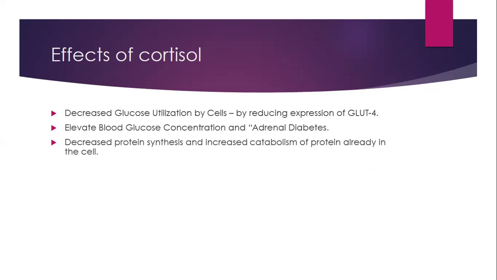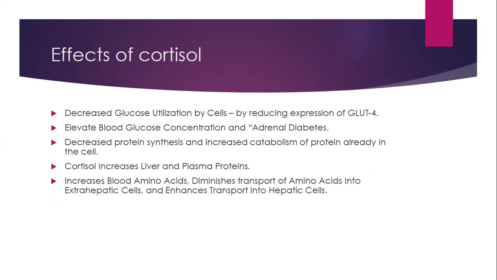cortisol. It can decrease protein synthesis, but increase protein breakdown, as you have seen, to mobilize amino acids. And again, cortisol increases liver and plasma proteins. Another important thing is that it will increase blood amino acids, but it will diminish transport of these amino acids to extrahepatic tissue, but it will enhance transport of these amino acids to the hepatic tissue. So in short, cortisol will give the hepatic cells more priority than the extrahepatic cells.